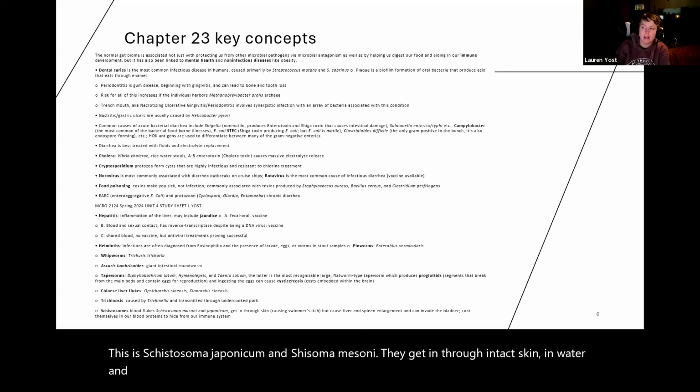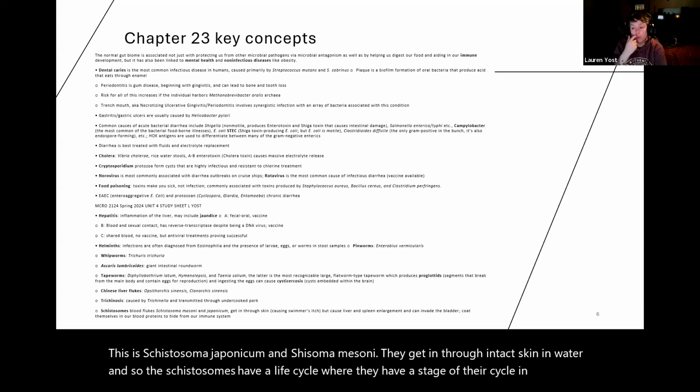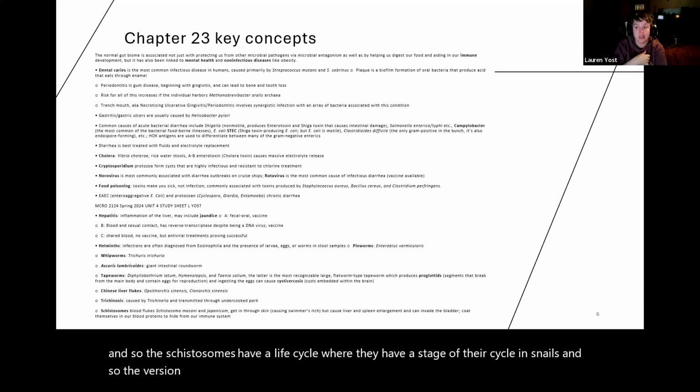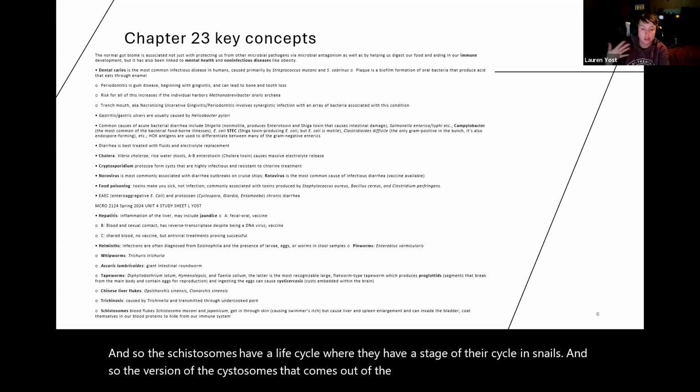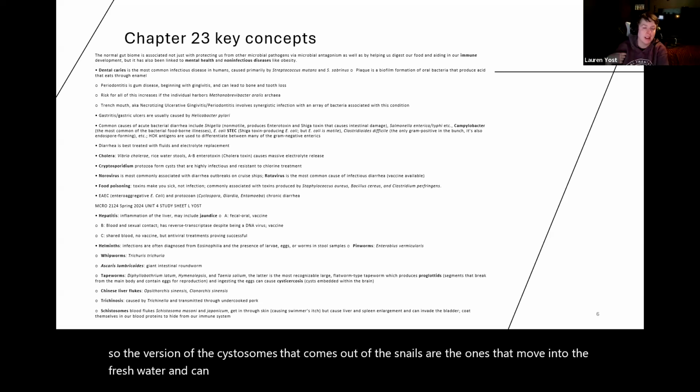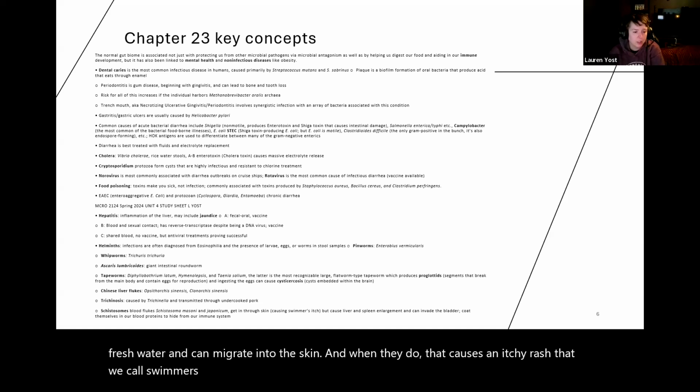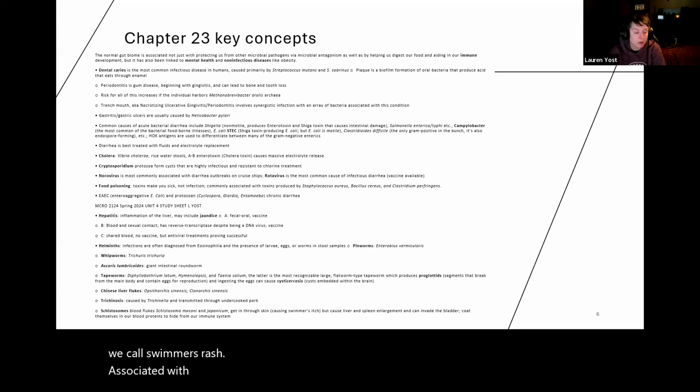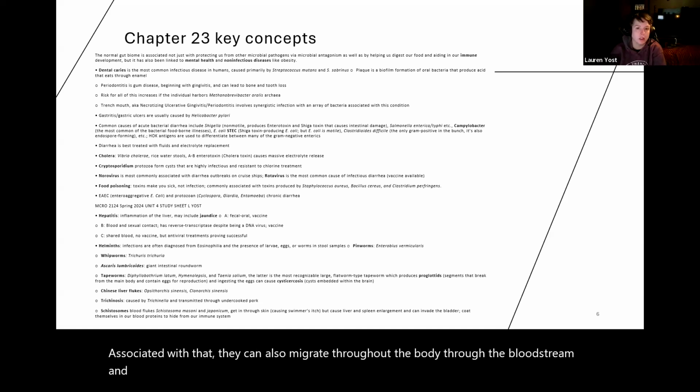And so the schistosomes have a life cycle where they have a stage of their cycle in snails. And so the version of the schistosomes that comes out of the snails are the ones that move into the fresh water and can migrate in through the skin. And when they do that, it causes an itchy rash that we call swimmer's rash associated with that.